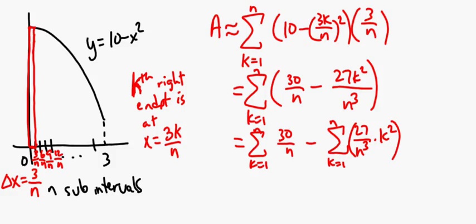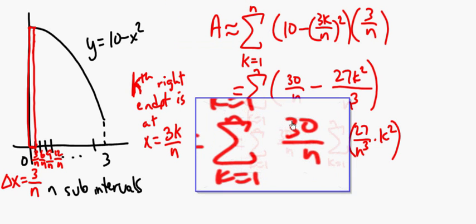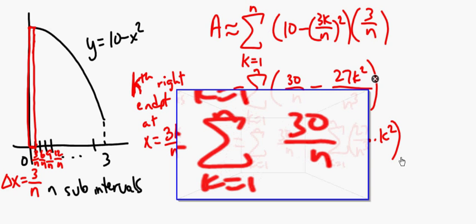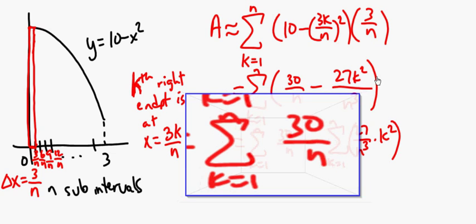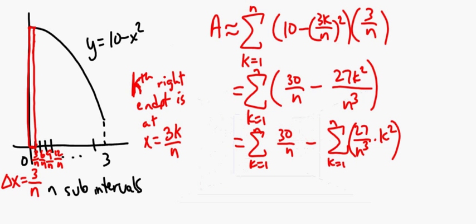Well, this part, let's use Magic Pen. Sorry, I'm going to interfere with your screen for a moment. What is that? Well, that is n copies of 30 over n. So I've got 30 over n plus 30 over n plus 30 over n plus 30 over n, n times. You want to know what that is? That's 30.